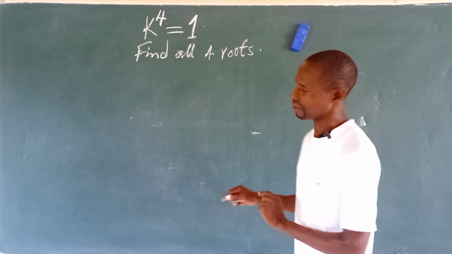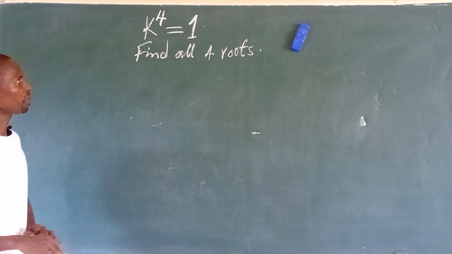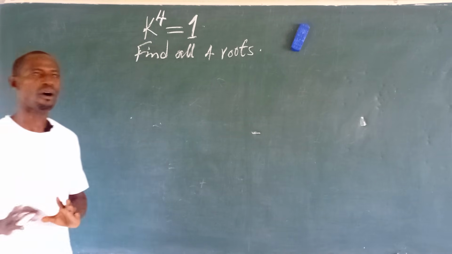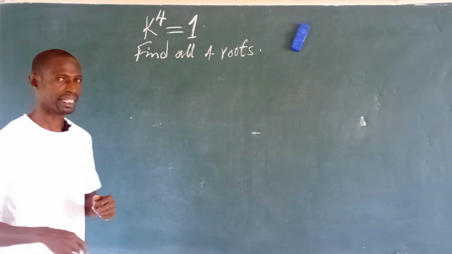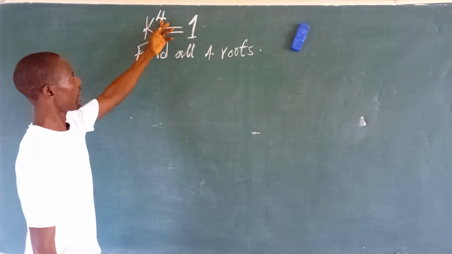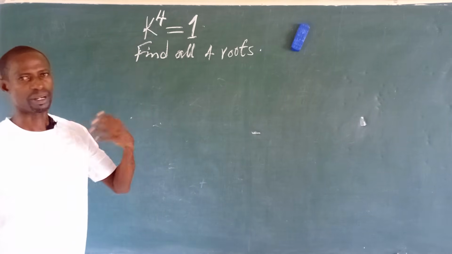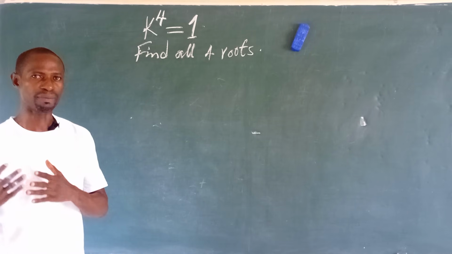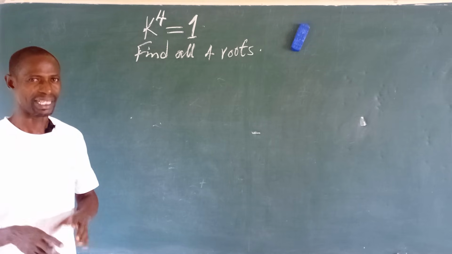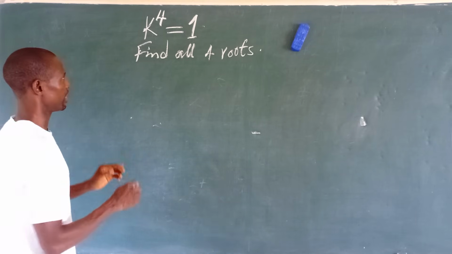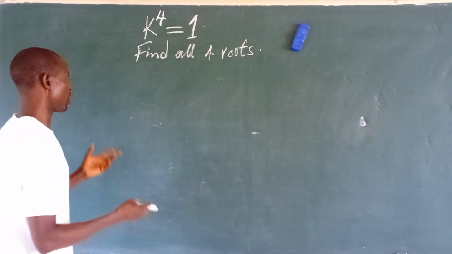Here we want to learn something from this math challenge. The question is k to the power of 4 equal to positive 1. We are asked to find all 4 roots to this challenge. I've solved some challenges of this kind already. Here, the power is 4 and here is minus 1. I was able to bring out a model that can be used to get all solutions to that, including the imaginary roots. But here, we're going to get all necessary roots, whether imaginary or real.